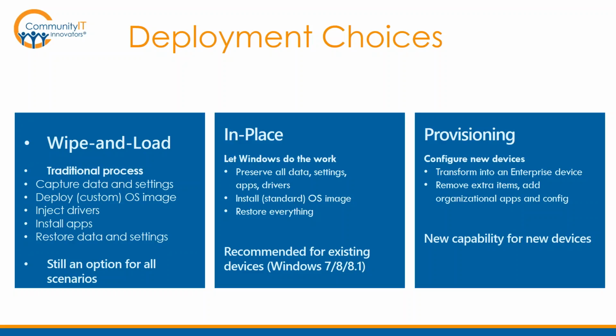Microsoft has also provided an in-place upgrade option that really lets Windows do all the work. Instead of having to manually copy the data off of the computer and then install a new image, Windows can instead preserve the data in place and install the new Windows 10 image over top of Windows 7 or Windows 8, 8.1. This is the scenario that Microsoft is recommending for existing devices on Windows 7, 8, and 8.1.